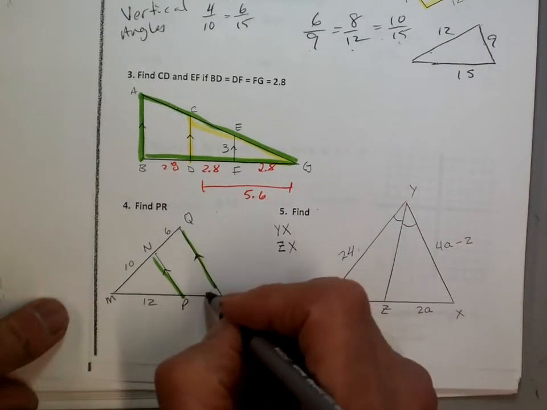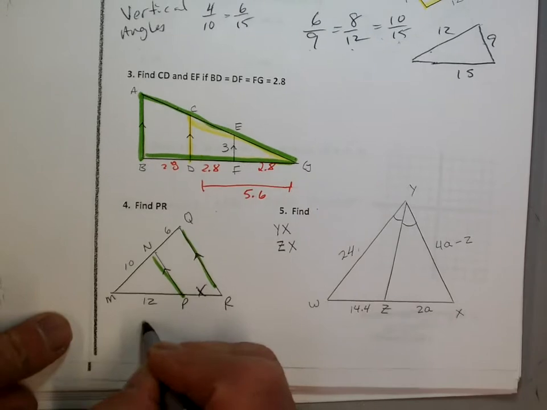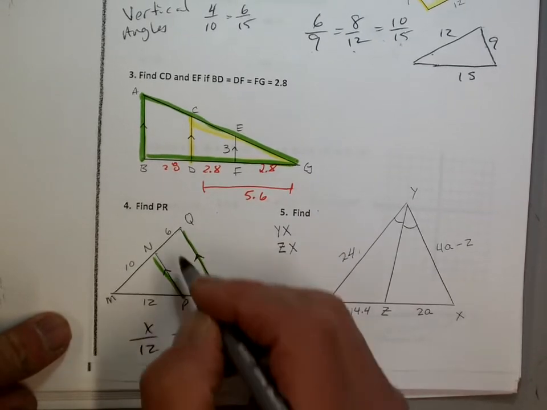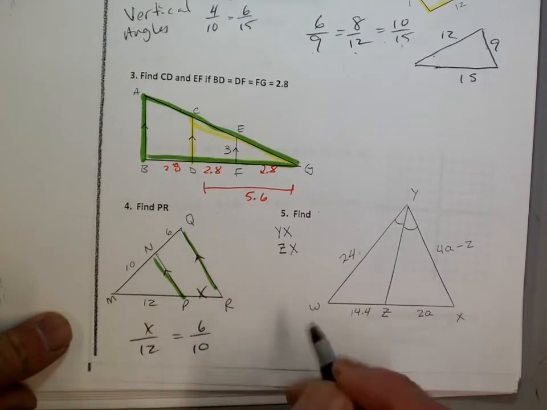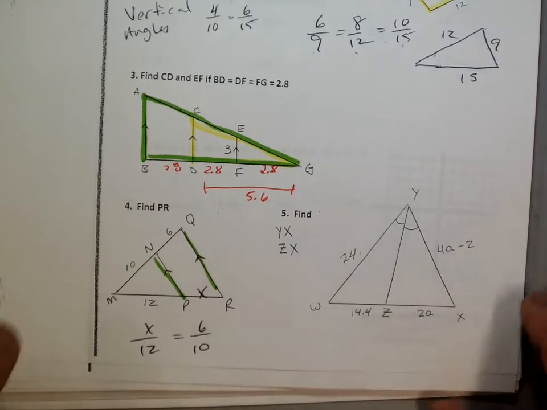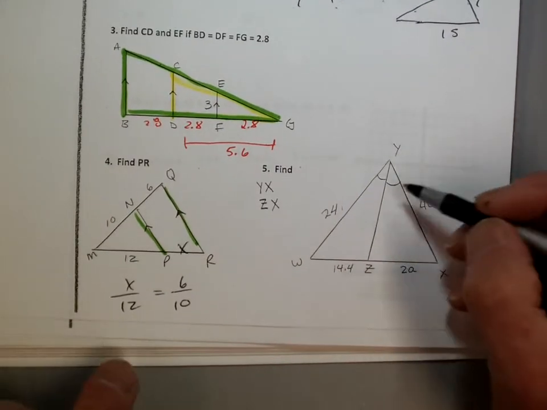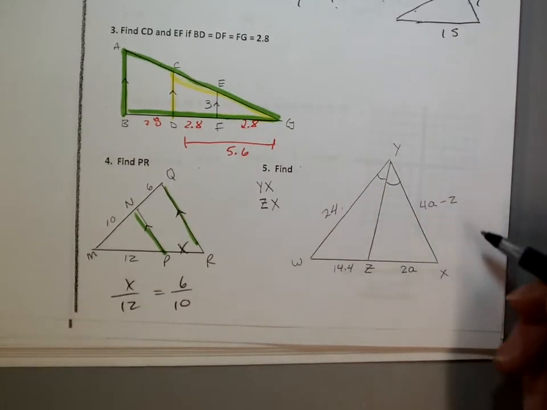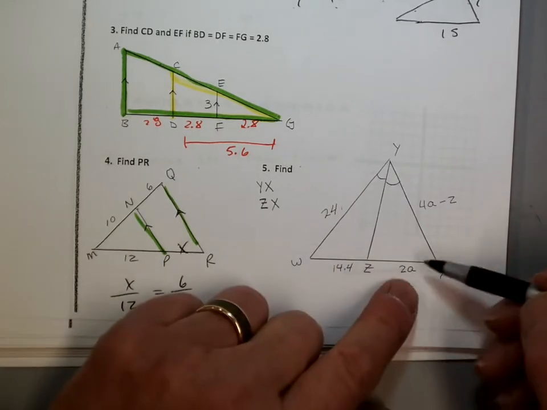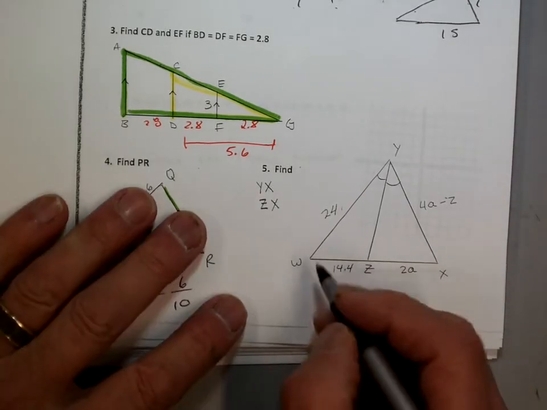You can say, call this x. You can go x over 12 is equal to 6 over 10 and cross multiply and get it. Okay, number 5, I do have an angle bisector, so I can say this side over this side.